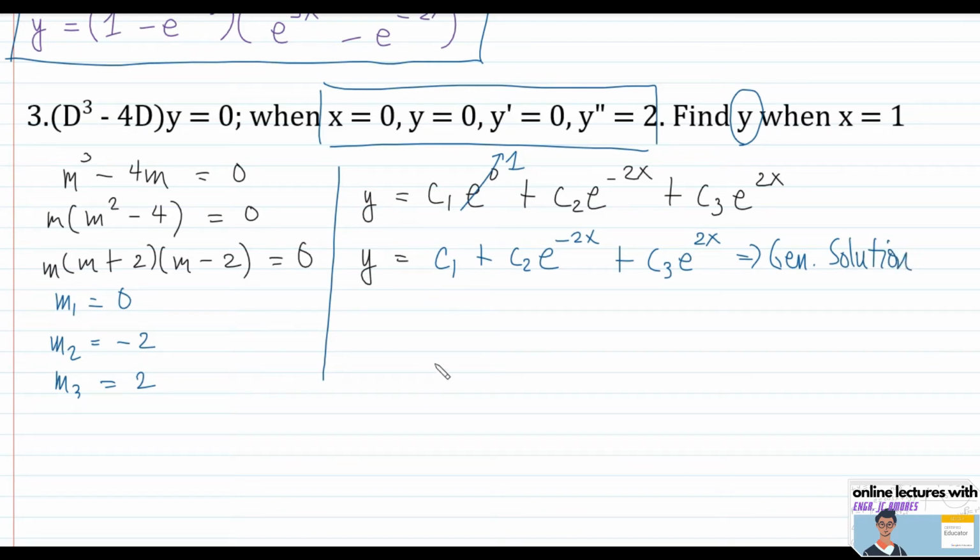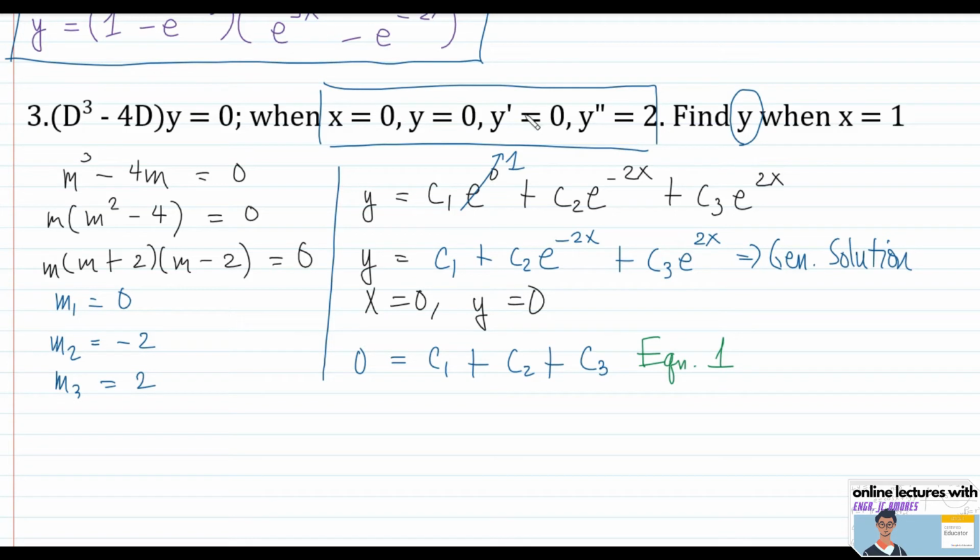So that is your general solution. Okay? Now we have to solve for c sub 1, c sub 2, c sub 3 using the boundary conditions here. So first, we have x is 0. When x is 0, y is 0. Let's write it down. So we have 0 is equal to c1 plus c2, since e raised to 0 is 1, and then again this would be e raised to 0, so that would be c3. So we have here our first equation: 0 is equal to c1 plus c2 plus c3.